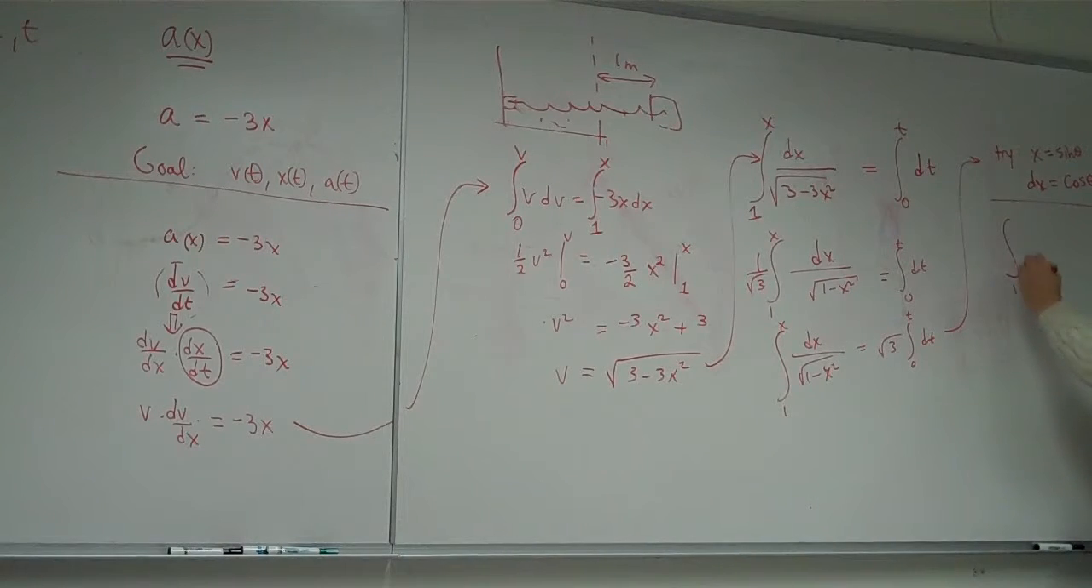And now I will substitute that in. So I have the integral from 1 to x. Dx has been replaced with cosine theta d theta. And x has been replaced with sine theta.